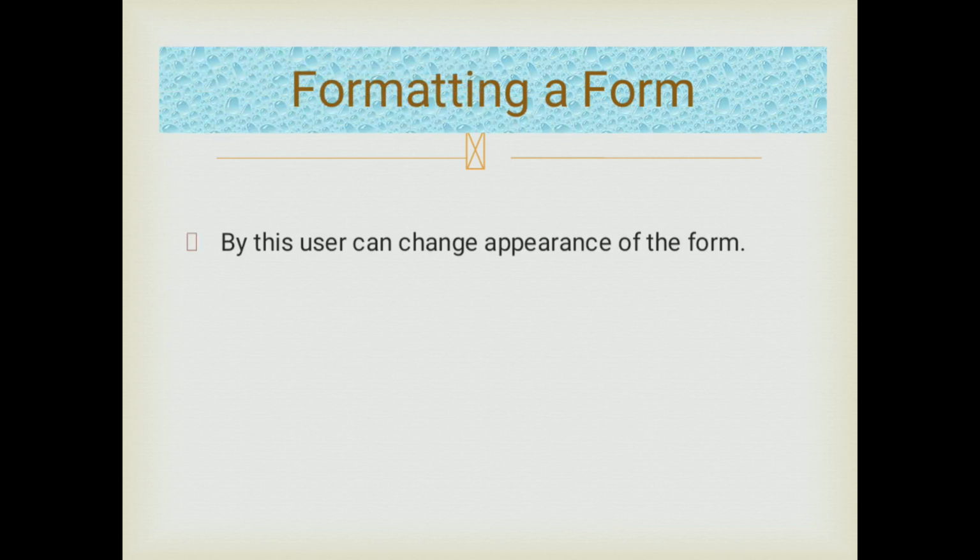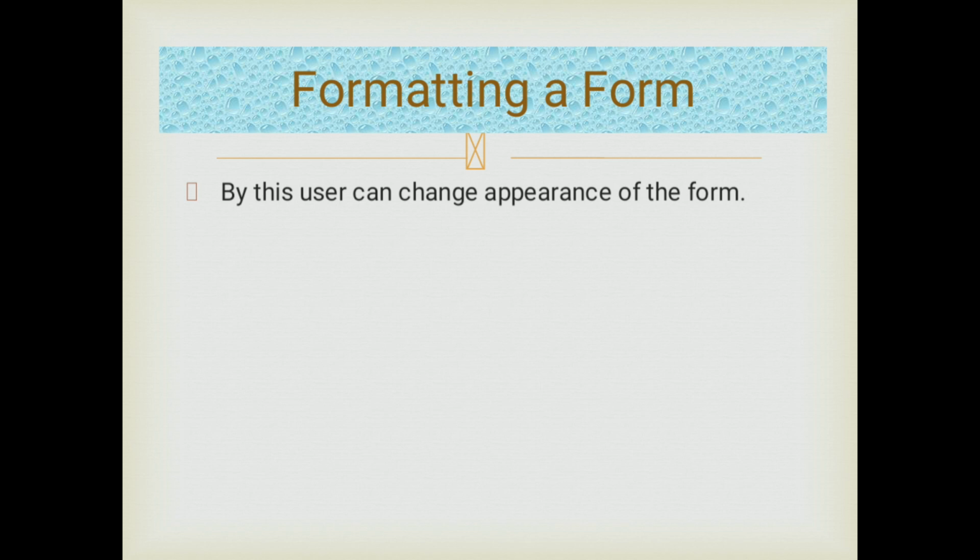Next is how to format a form. Access provides the user the facility to change the appearance of the form by using various options available in the Design and Format tabs. First is using the Design tab. Users can add the title, logo, and the date and time to the form using options present under the Header and Footer groups in the Design tab. And next, using the Format tab. Users can format the form using formatting options present in the Format tab, for example, formatting font, adding background image, changing shape, color, etc.